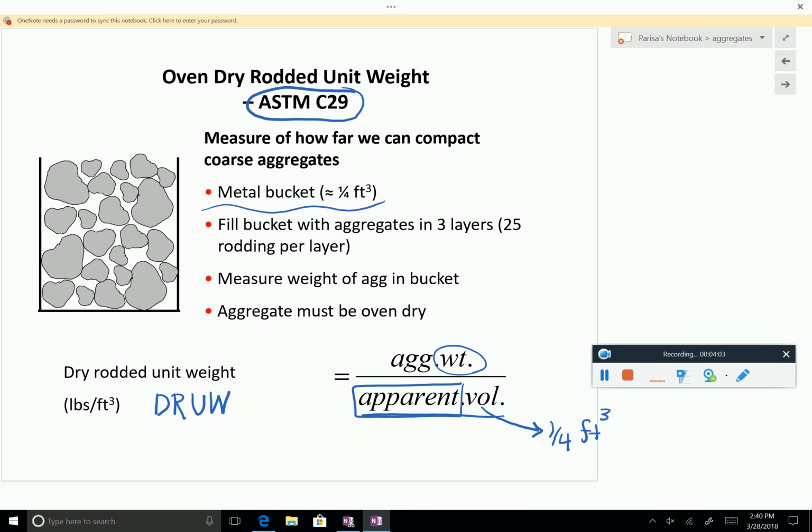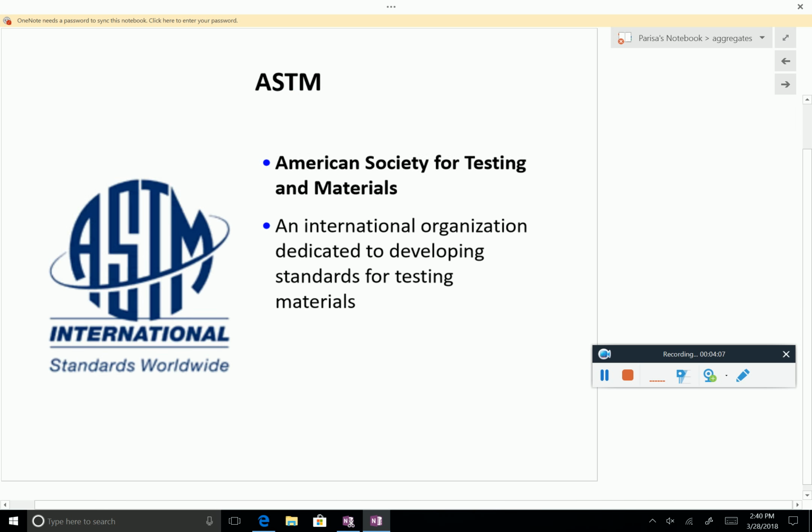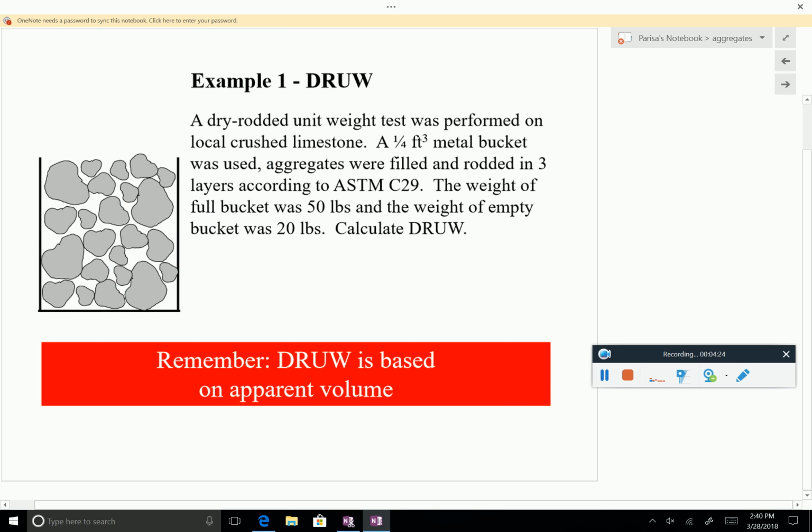Let's do a quick example. So for those of you who are not taking C337, ASTM, again, is American Society for Testing and Materials, and you may recognize this logo. You're going to see it often. That's the ASTM logo. It appears on all the standards, etc. Okay, let's do this example together. Very simple. You can talk to each other.